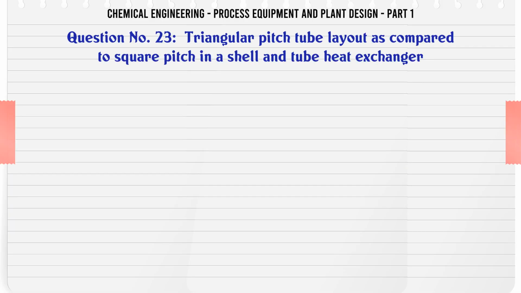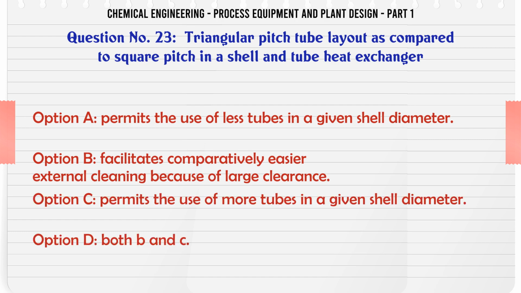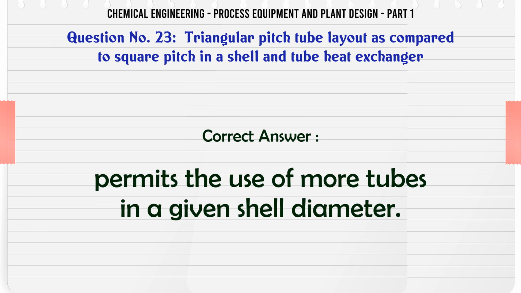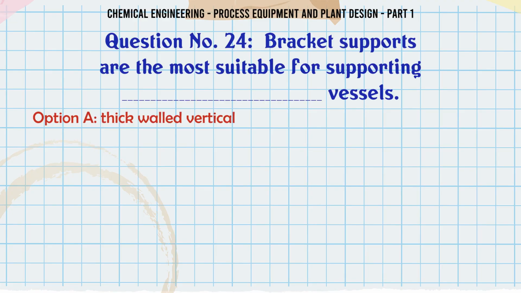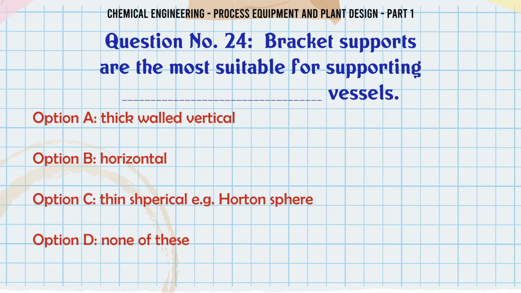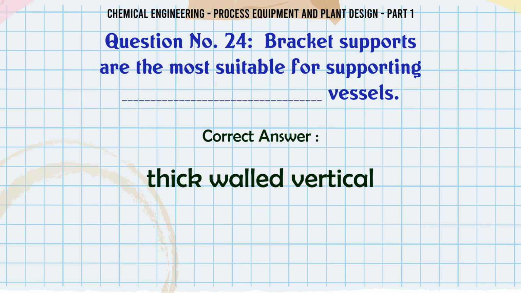Triangular pitch tube layout as compared to square pitch in a shell and tube heat exchanger. A. permits the use of less tubes in a given shell diameter. B. facilitates comparatively easier external cleaning because of large clearance. C. permits the use of more tubes in a given shell diameter. D. both B and C. The correct answer is permits the use of more tubes in a given shell diameter. Bracket supports are the most suitable for supporting blank vessels. A. Thick-walled vertical. B. Horizontal. C. Thin spherical, e.g. Horton sphere. D. None of these. The correct answer is thick-walled vertical.